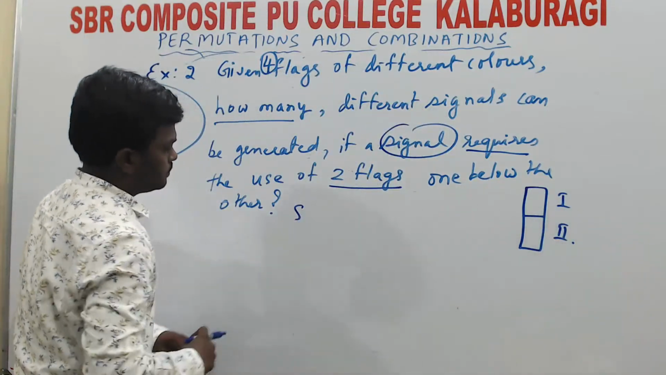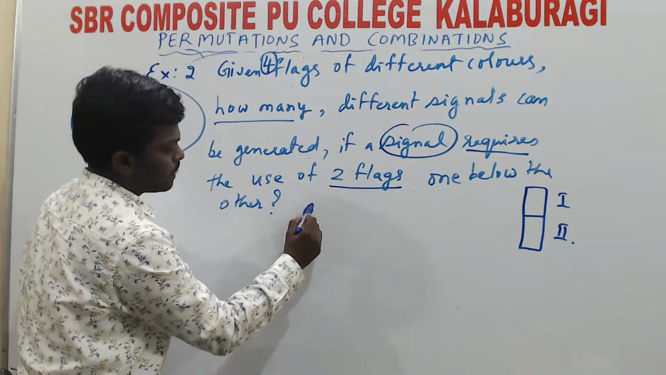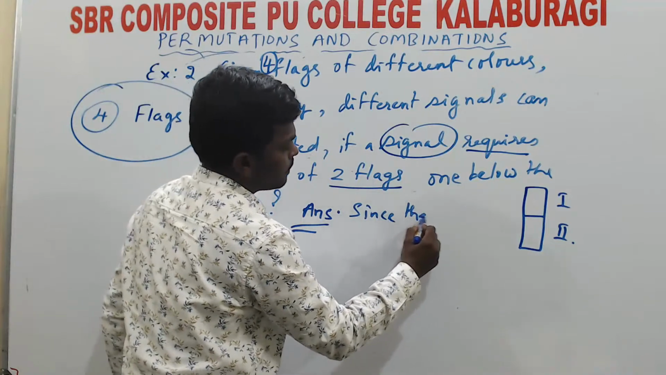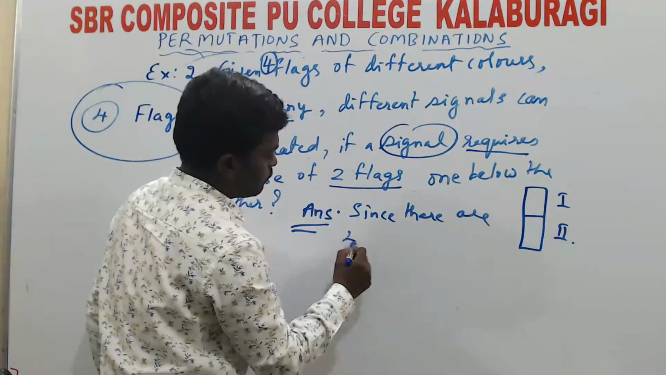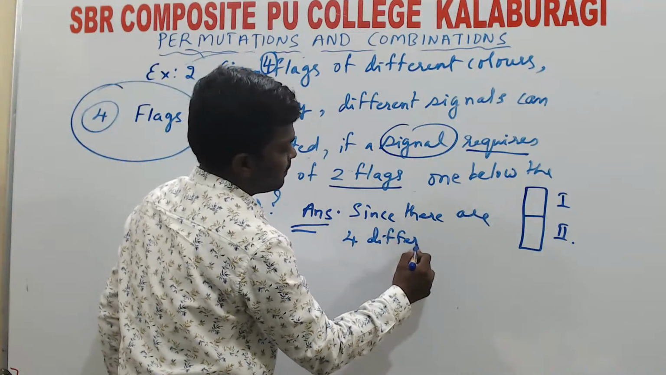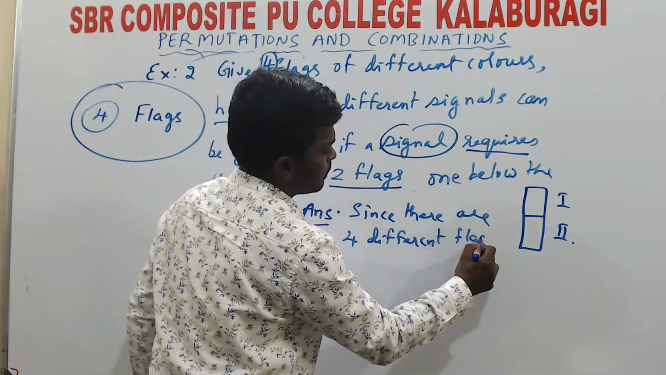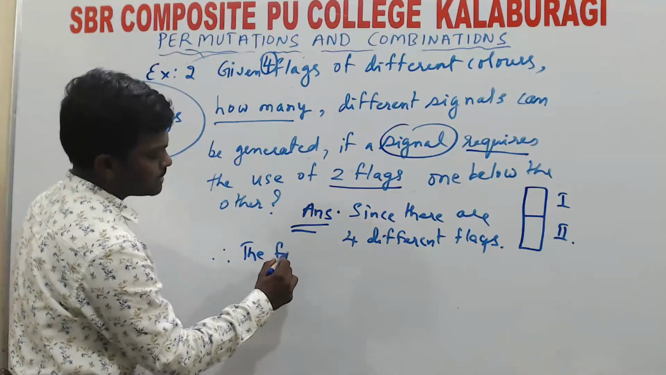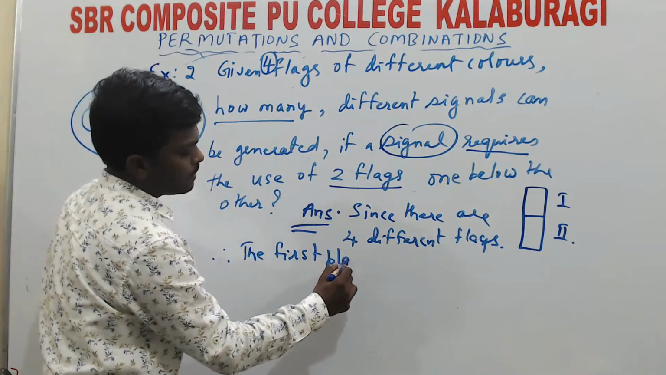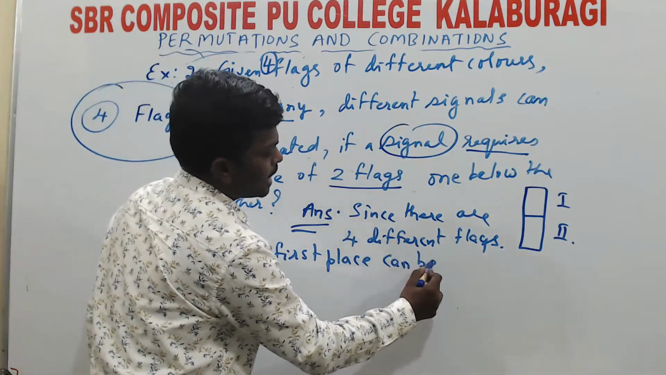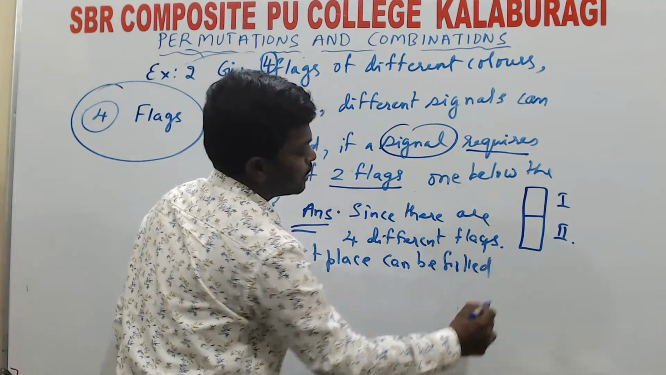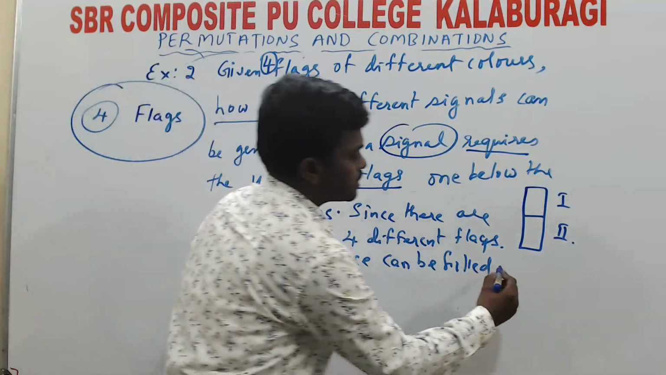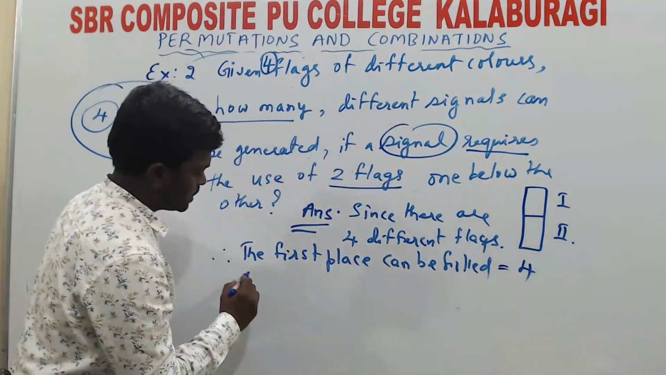Since there are four different flags, therefore the first place can be filled in. So before filling the first place, how many options do we have? Four options. So it can be filled in four ways.